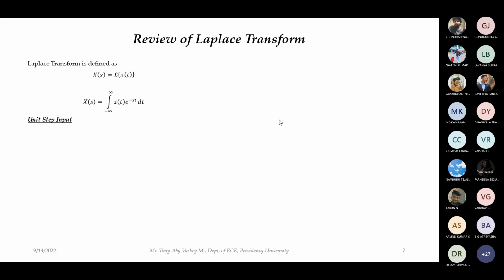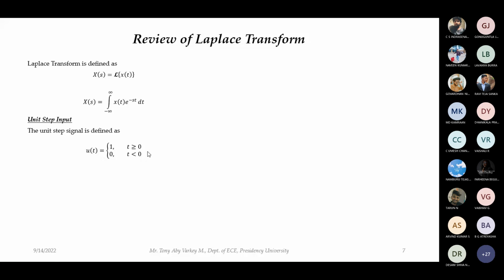Okay, so unit step signal or unit step input is equal to 1 when t is greater than or equal to 0, and it is equal to 0 when t is less than 0. Please remember that unit step signal is defined as u of t is equal to 1 when time t is greater than or equal to 0, and u of t is equal to 0 when time t is less than 0. Do you remember this?